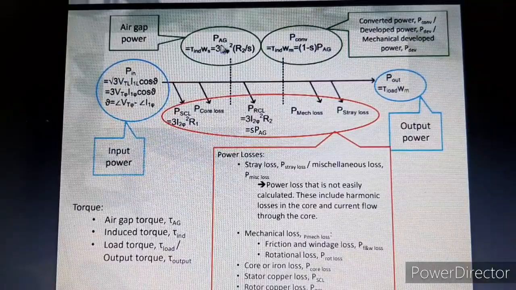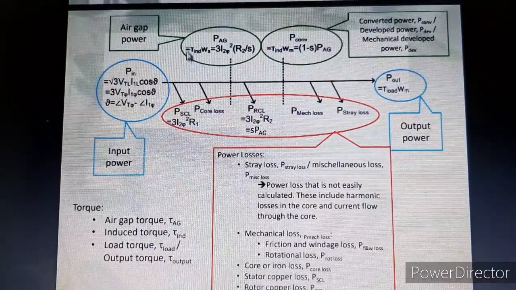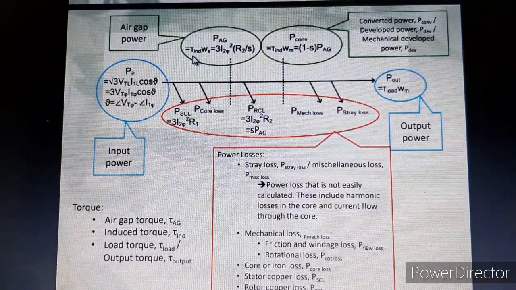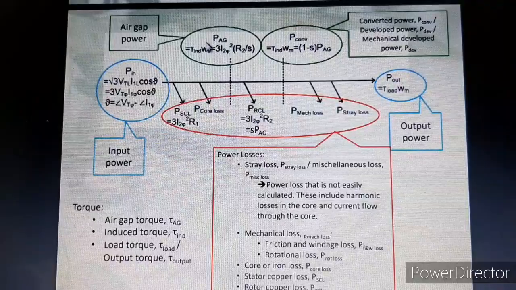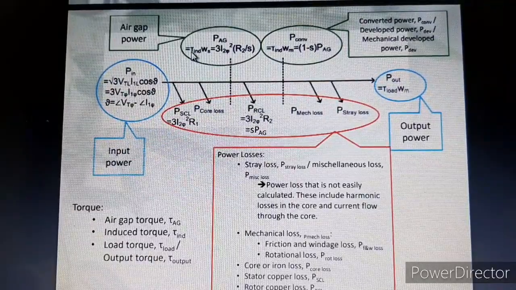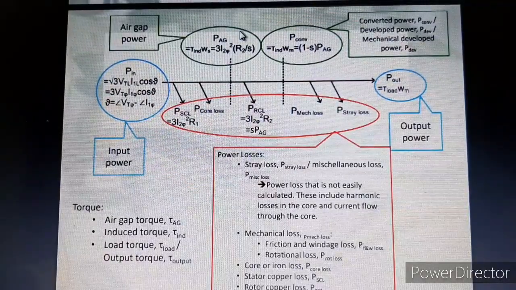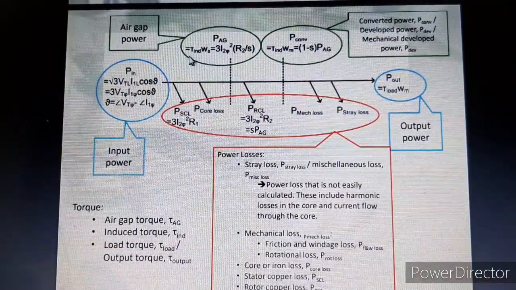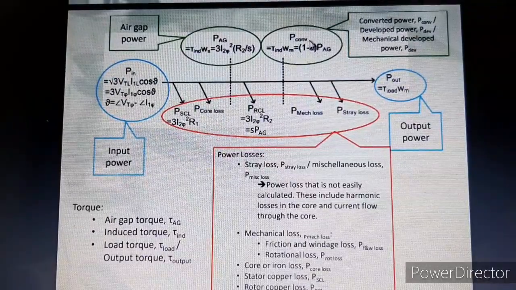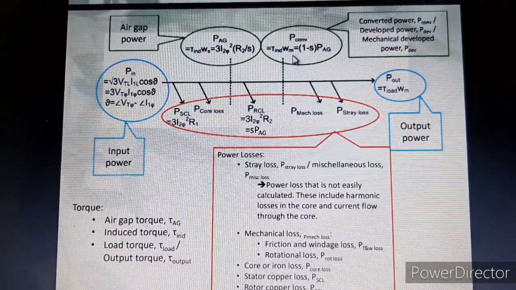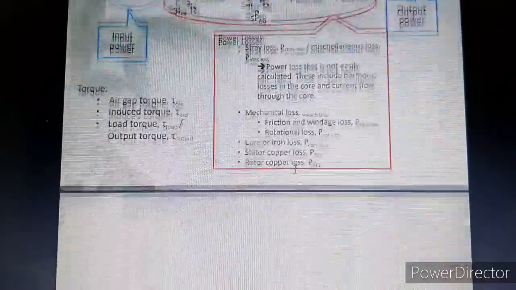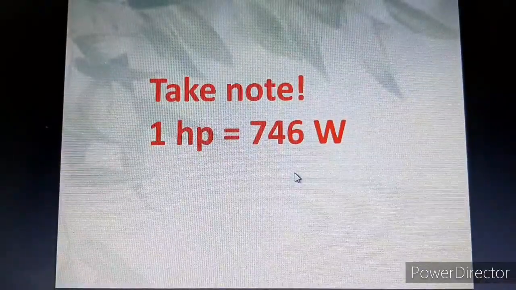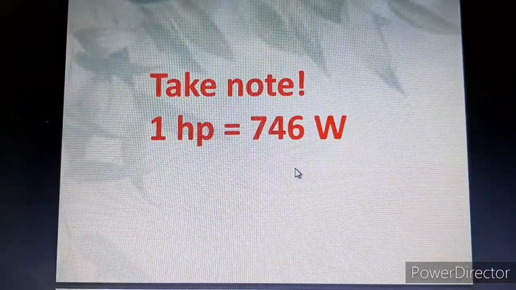Okay, induced torque from this formula is also called air gap torque, because it comes from the air gap formula. So induced torque equals air gap torque equals developed torque as well. But be careful, P air gap equals induced torque times omega s, while P converted equals induced torque times omega m. So this is additional info that you need to know.